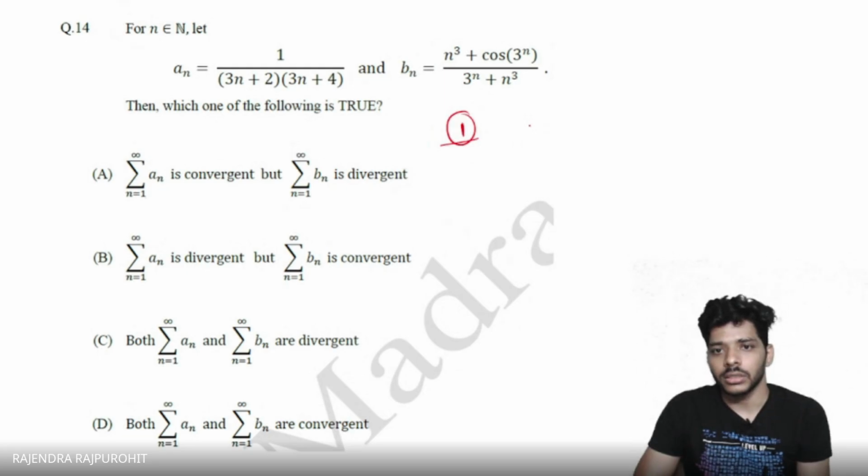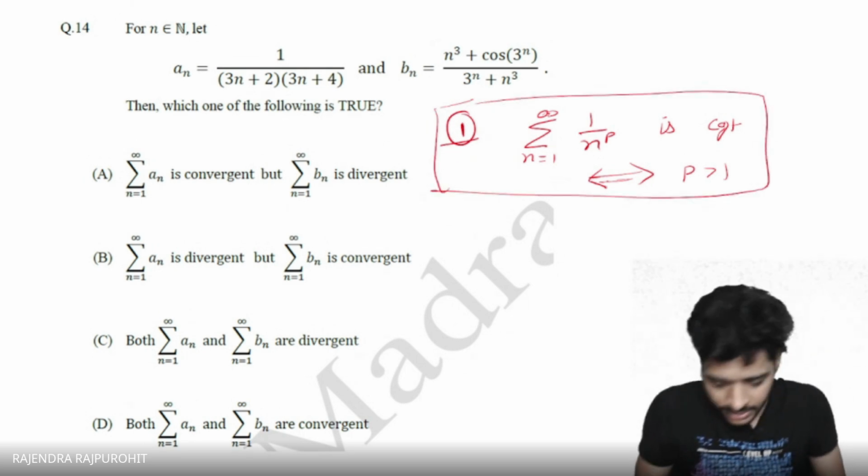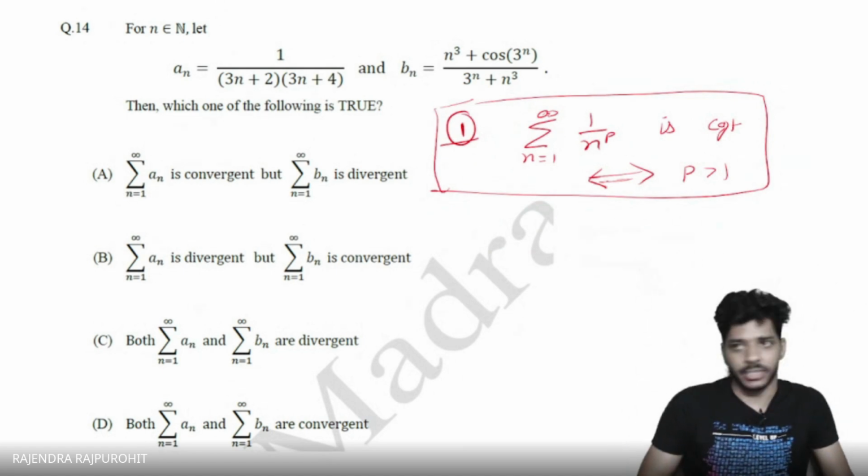Summation 1 by x raised to p is convergent when p is greater than 1. So summation 1 upon n raised to the power p, n varies from 1 to infinity, is convergent if and only if p is greater than 1. If p is greater than 1, it is convergent. If p is less than or equal to 1, then it is divergent.